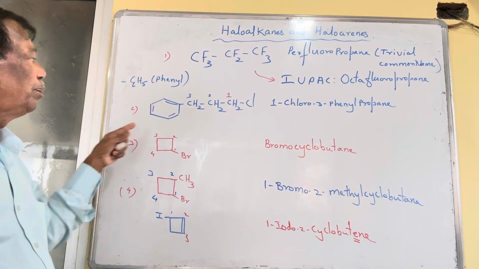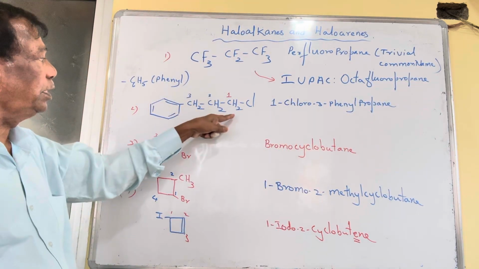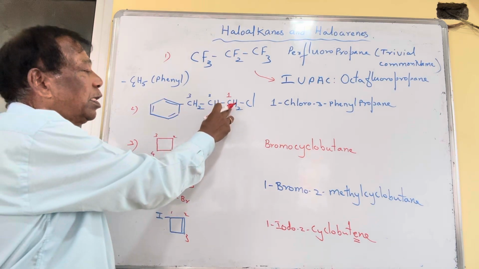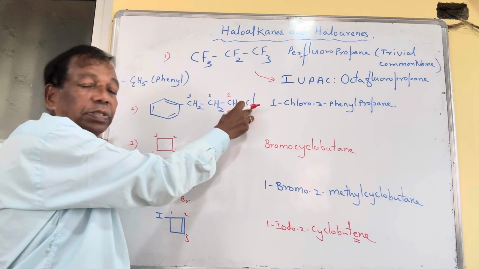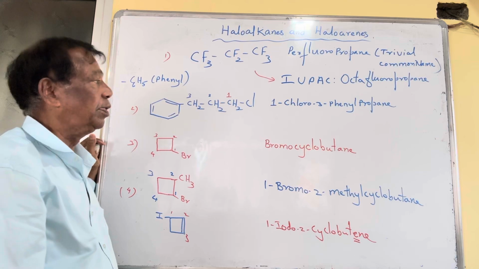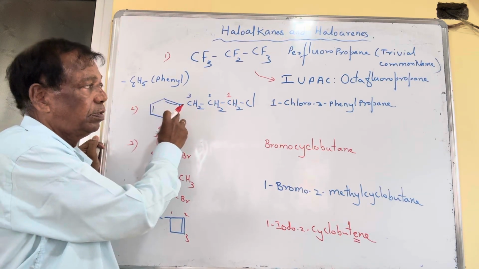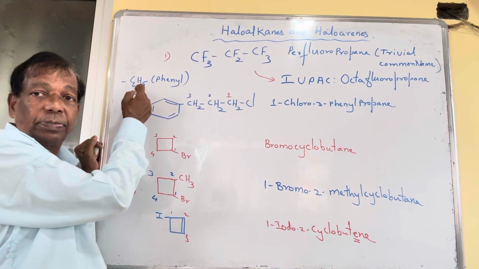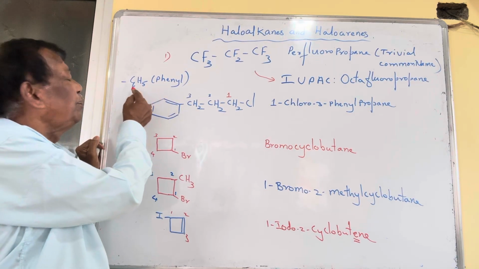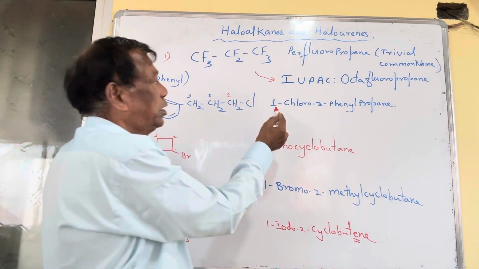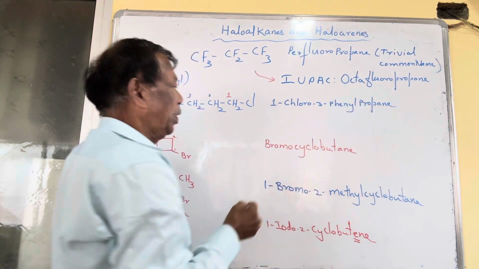The compound, suppose, is like this. Now in this case, this is numbered here as 1 because this carbon carries the halogen, so you have to give preference to that carbon. So 1 chloro, 3 phenyl, okay? Because as I told you in my video, phenyl is C6H5. So this is phenyl. So 3 phenyl propane.